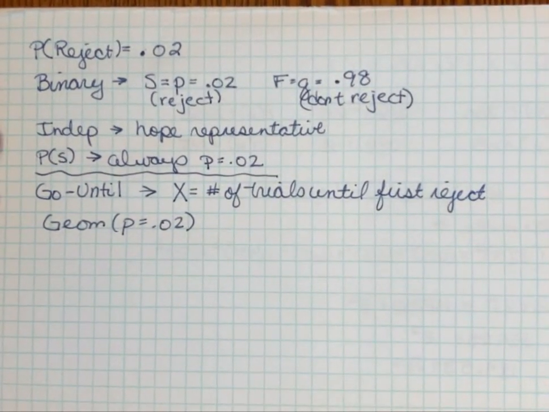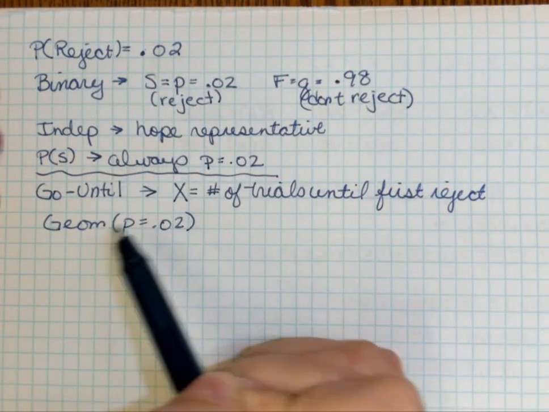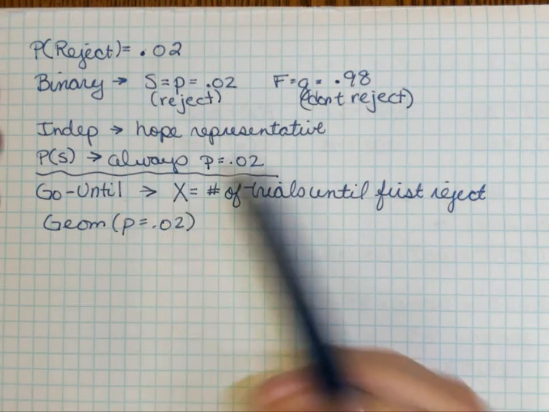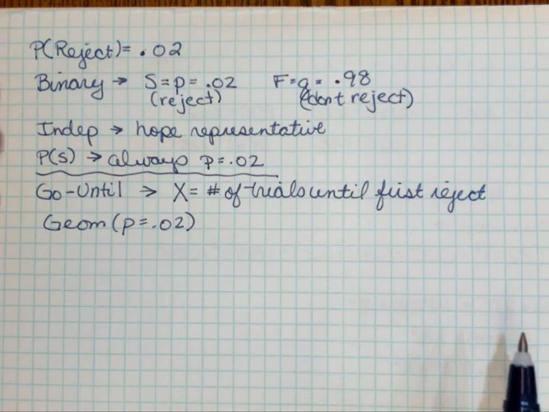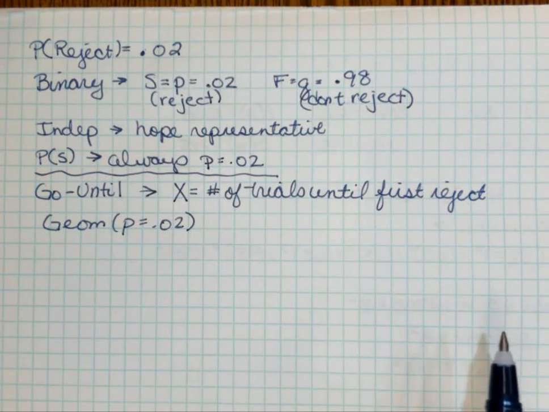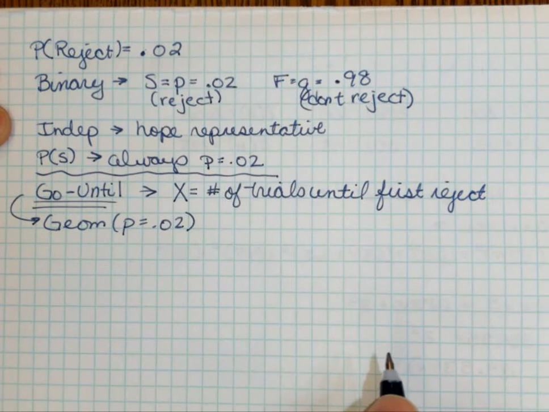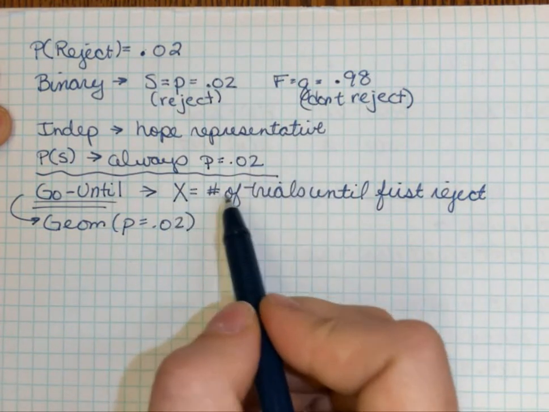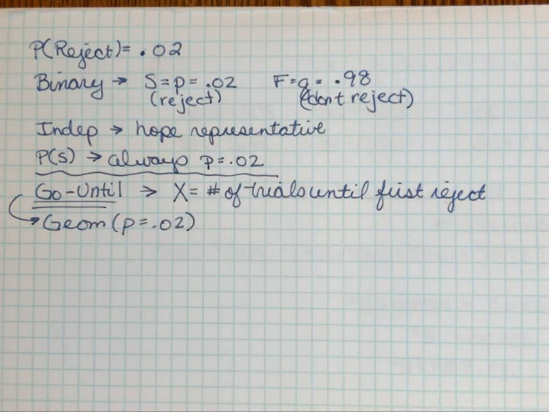So far, so good? Assumptions and conditions, talking about the model that you've got, defining your variable. Yes, sir? For the go until trials assumption, is it always going to be that go until finite? For geometric, yes. In order to use geometric, you have to have go until. Okay, and so I'm defining X as the number of trials until your first reject, which is my success here.